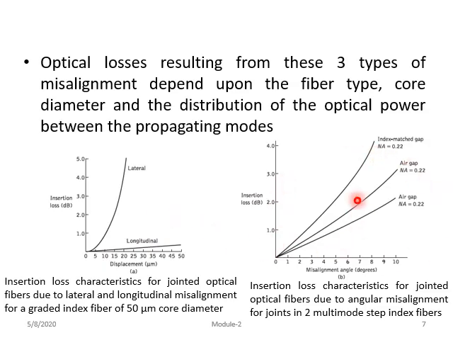Coming to the second graph, this gives the insertion loss for a jointed optical fiber due to angular misalignment. So this is again insertion loss with respect to angular misalignment, here considering a step index fiber. Suppose the numerical aperture with the air gap is 0.22, but I also used a different variety, an index matched gap.